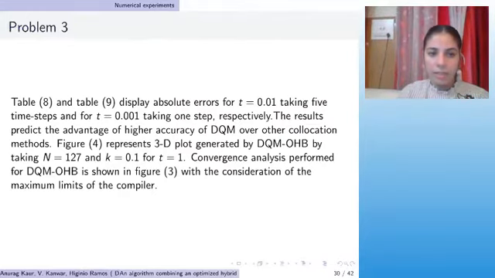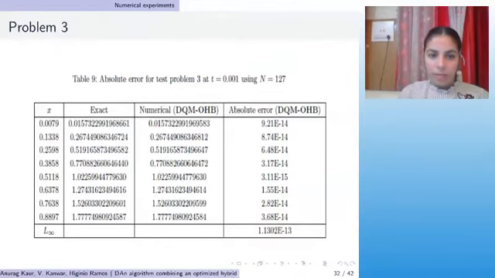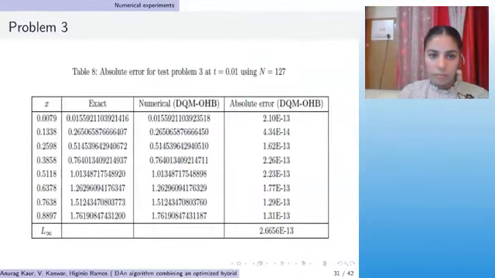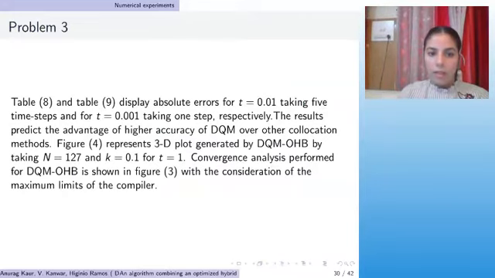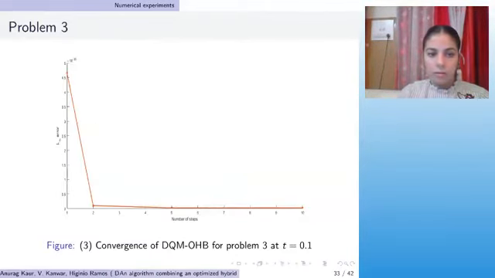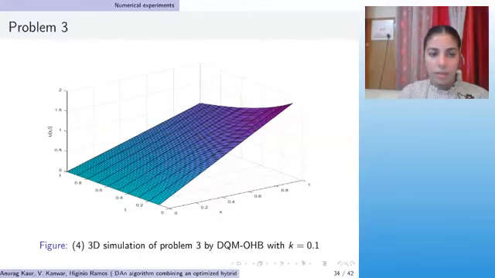Table 8 and table 9 display absolute errors for t equals 0.01, taking 5 time steps, and for t equals 0.001, taking 1 step, respectively. The results predict the advantage of higher accuracy of DQM over the other collocation methods, as you can see from the tables. Convergence analysis performed for DQM-OHB is shown in figure 3, with consideration of the maximum limits of the compiler. This is the graph, and this is the 3D plot for problem 3.